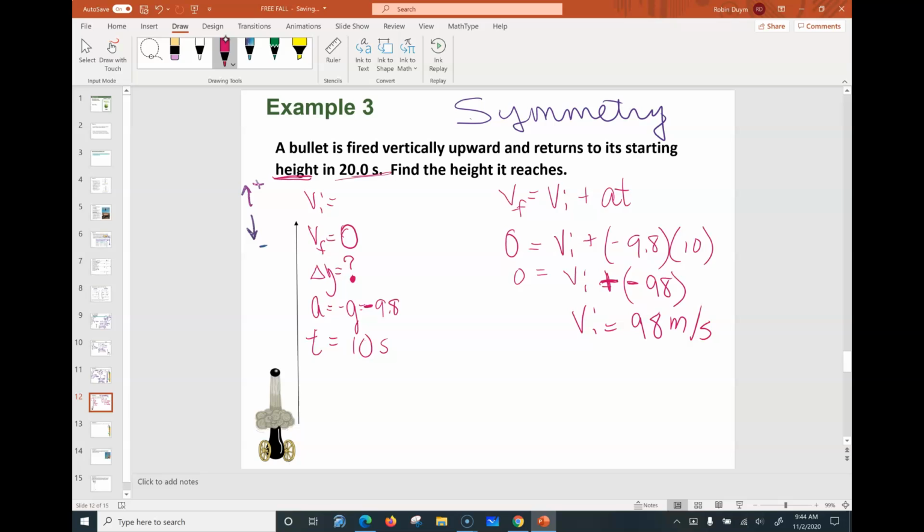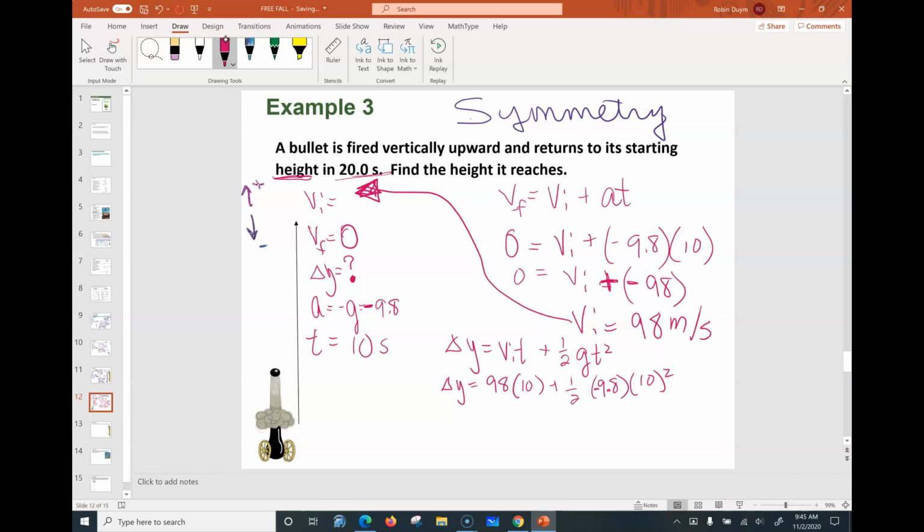And now from here, I can put this up here. And then I can use this equation. Delta y is initial velocity times time plus 1/2 gt squared. Just plug in your numbers here. We want to solve for our displacement in the y direction because I want my maximum height. And I know that that's now 98. It took 10 seconds plus 1/2. We know that's always negative 9.8. And we knew that that's 10 seconds squared.